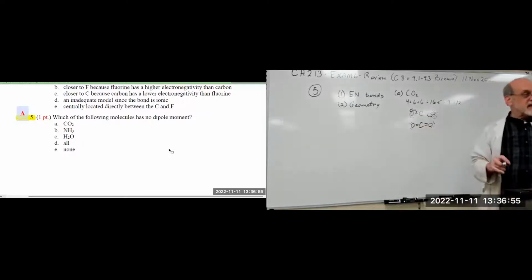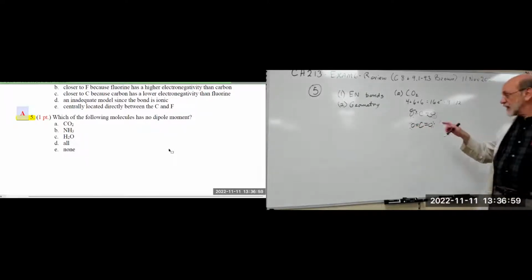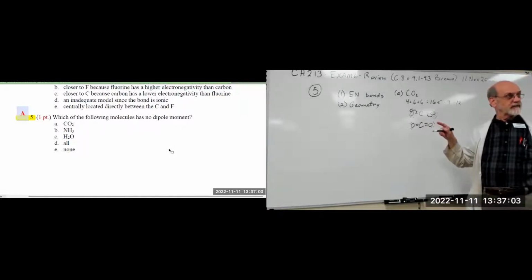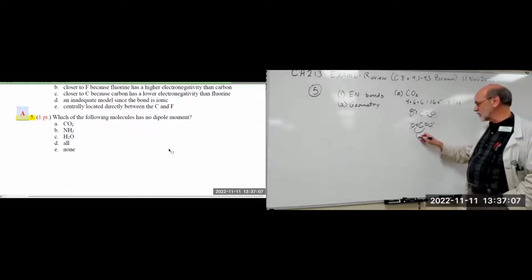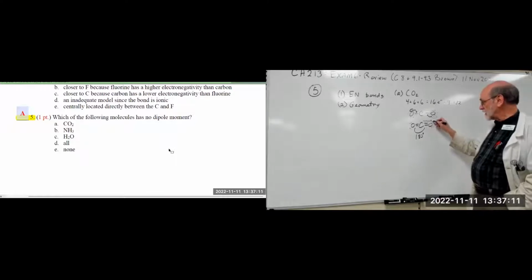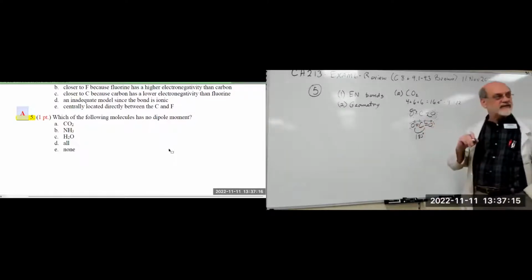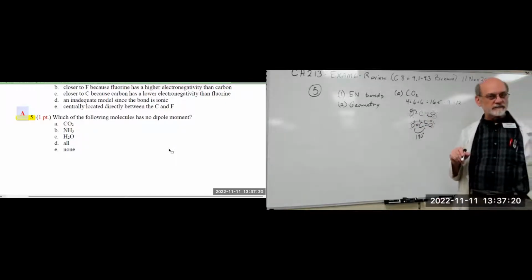And the VSEPR model says that 2 groups around the carbon means what? It's linear, right? 180 degrees bond angle. So the dipole moment this way and the dipole moment that way cancel each other out. We found our nonpolar molecule.